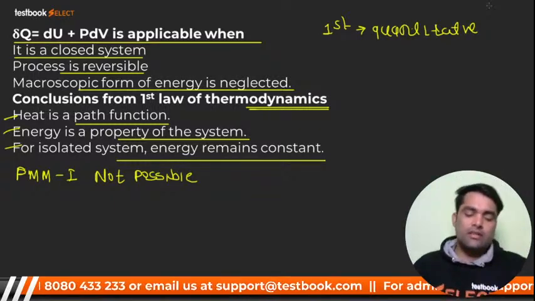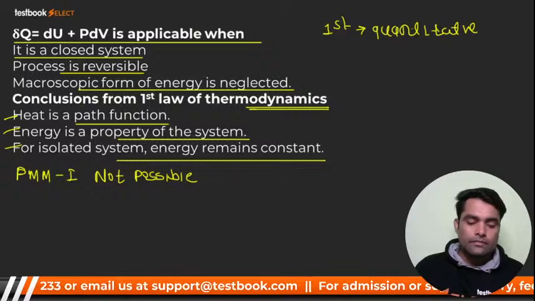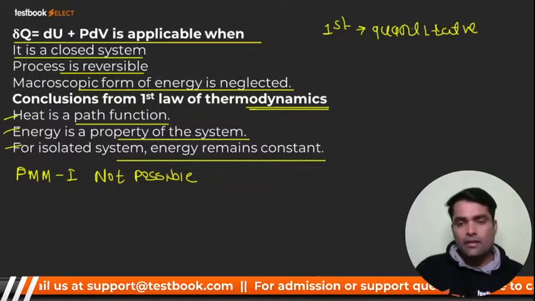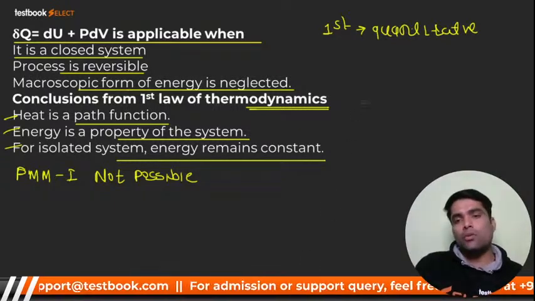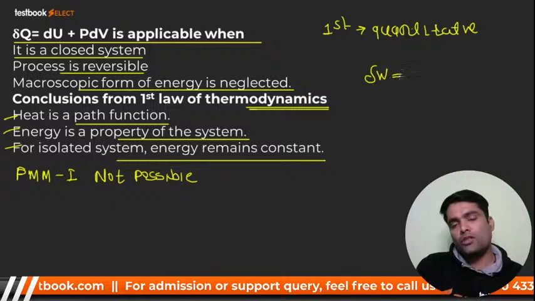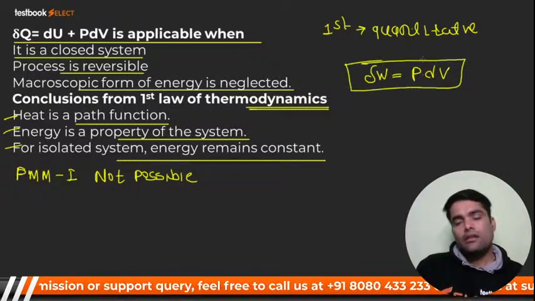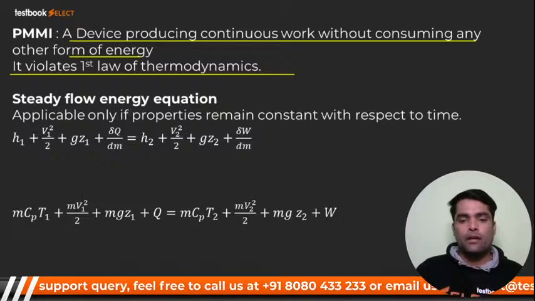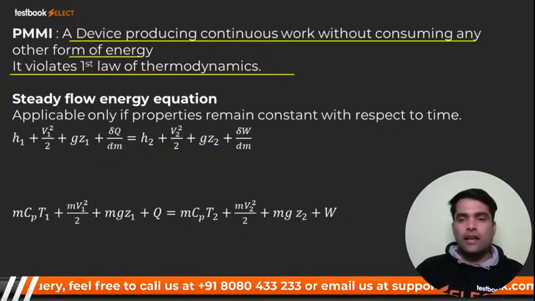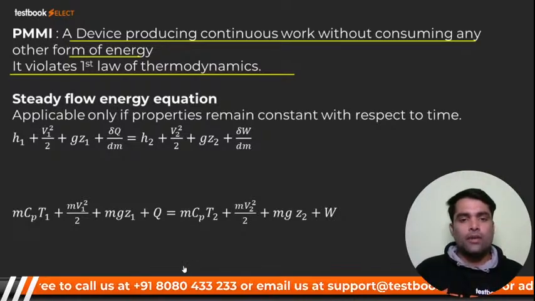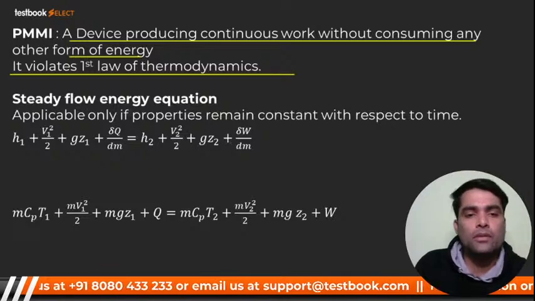नाउ आई गो फॉर द नेक्स्ट. आगे बढ़ते हैं, आगे बढ़ेंगे. नॉन फ्लो वर्क तो पता चल गया, dw इज इक्वल टू नॉन फ्लो वर्क. नॉन फ्लो प्रोसेस में वर्क क्या होगा? pdv. ठीक है, ये भी बताया था. ओके बच्चा पार्टी, हियर आई गो माय डियर फॉर नेक्स्ट वन. अब बात करते हैं, पीएमएम 1 तो नॉट पॉसिबल है.